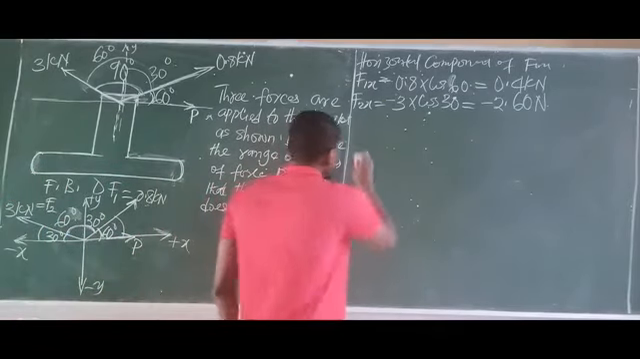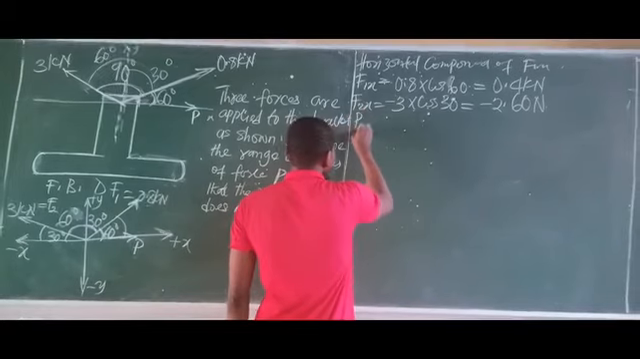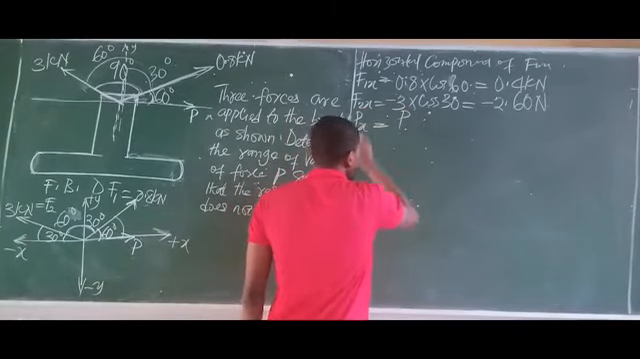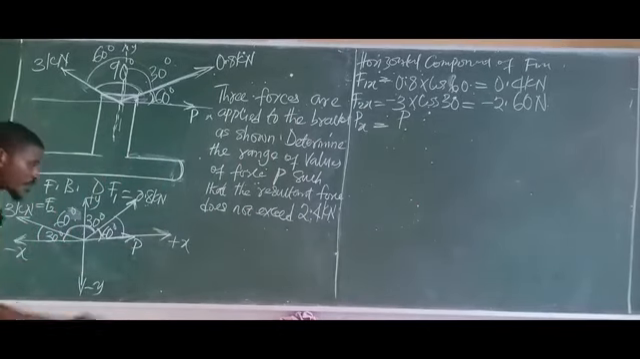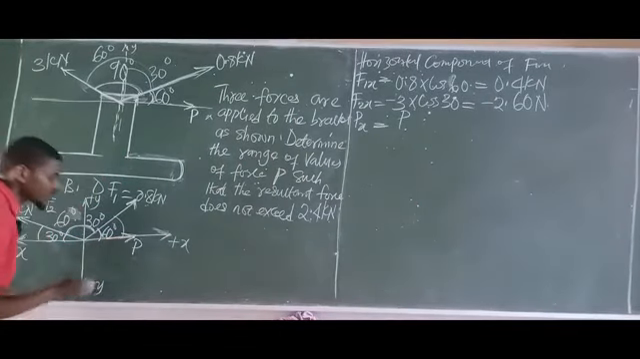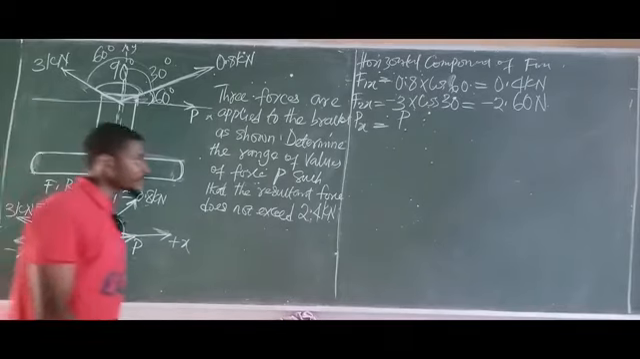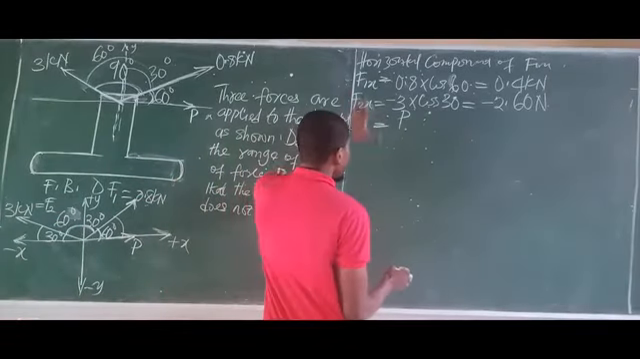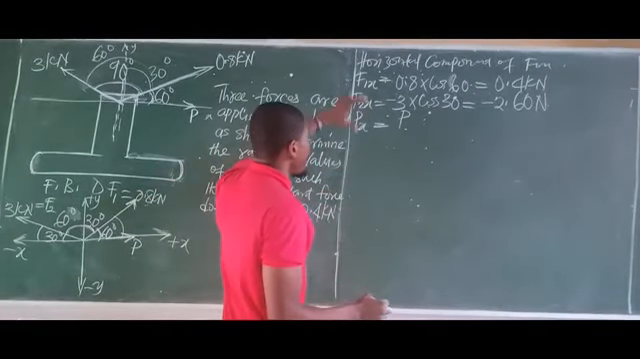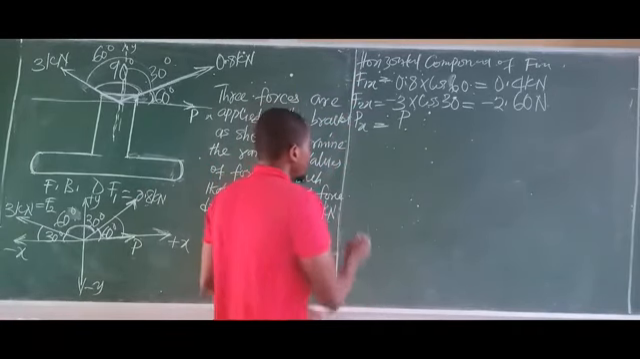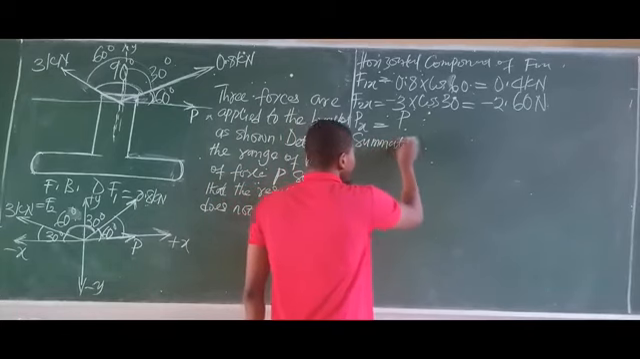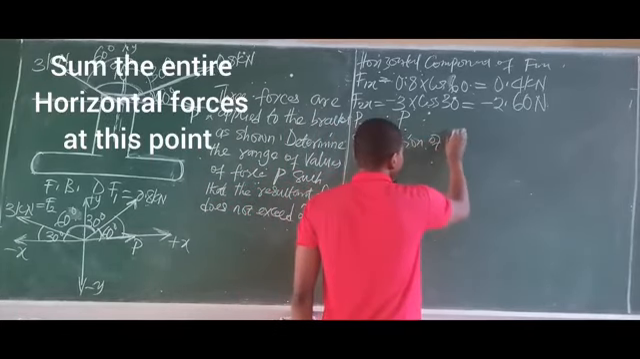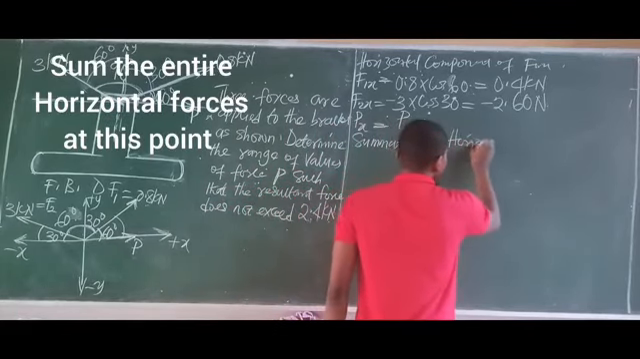It means that Px, resolving P to the X axis, also remains P. It remains this force P, because it is already in the X axis, and it is positive because it is pointing to the right. Now, having known this, that's the resolution of all the forces in the X direction. Then we find their summation. Now the next step is to find the summation of horizontal forces.